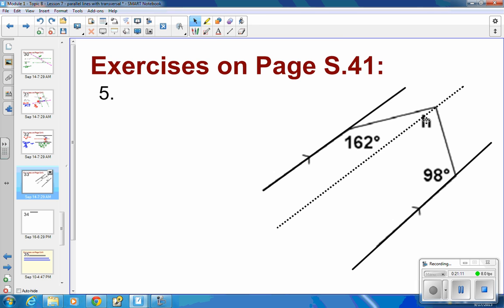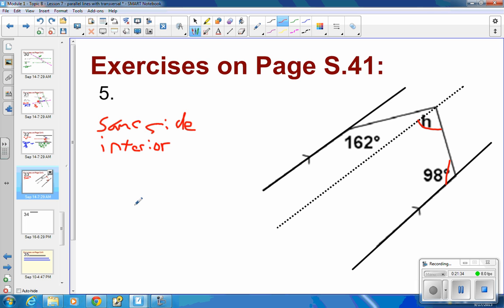All right, so this 98 and this part of the H, so this angle and this angle, these two would be on the same side and between these two parallel lines. So that is a same side interior. Same side interior. And we know that those are supplementary, so they add to 180. So I take 180 and I subtract the 98 off of that, and I get 82 degrees. So this angle over here has to be 82 degrees.